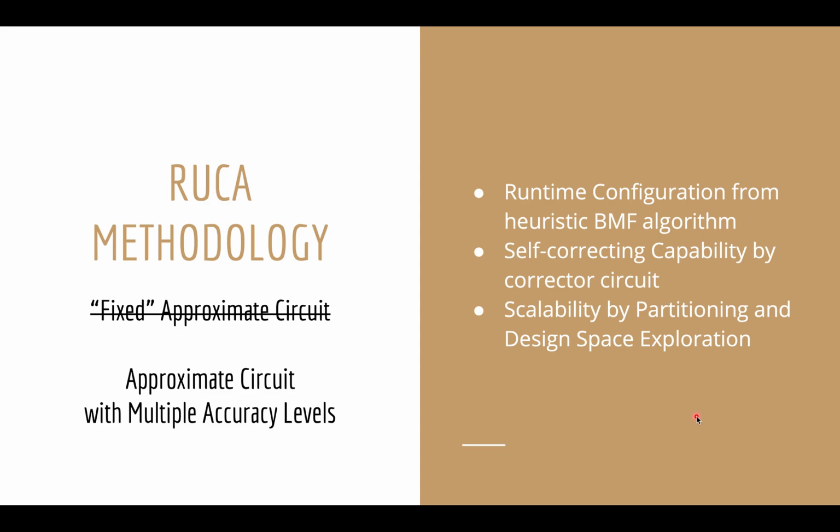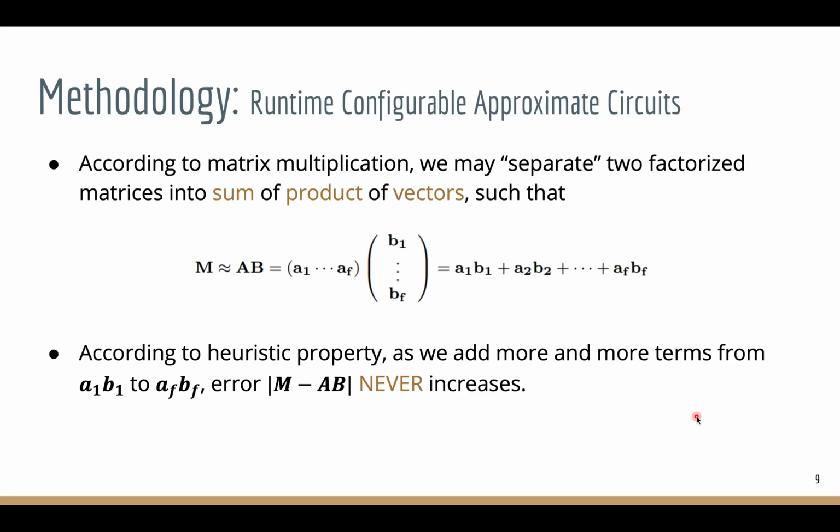Now let's discuss our RUCA methodology in detail. As discussed before, instead of a fixed approximate circuit, we want to be flexible. Let's do some simple maths. According to the matrix multiplication rule, the product of the factorized matrices, capital A, capital B, can be separated into a sum of products of vectors A_i B_i. The heuristic property of the BMF algorithm tells us that as we add more terms from A_i B_i to A_f B_f, the factorization error will never increase.